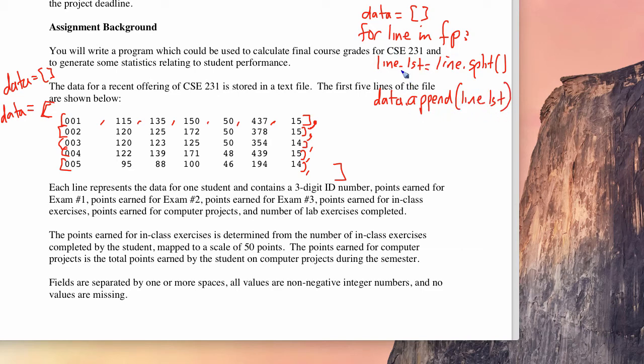So here we have a list, and we append that list onto my main list, and then at the end I'm going to return that in my function.